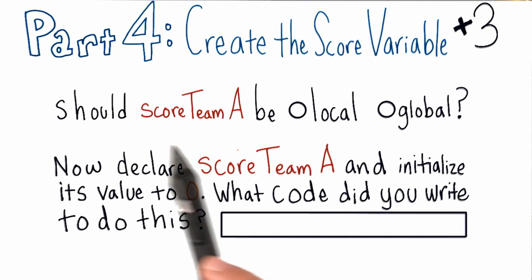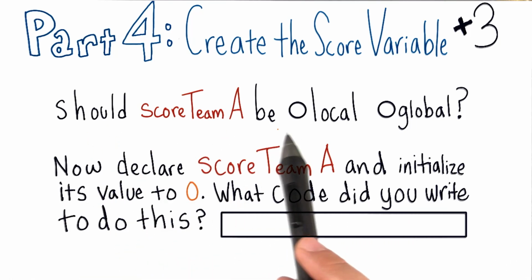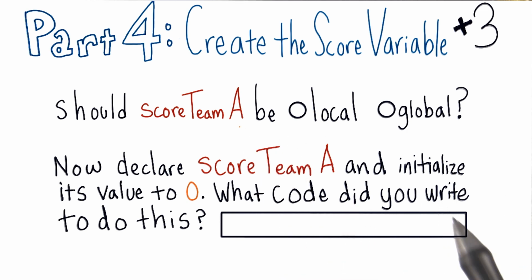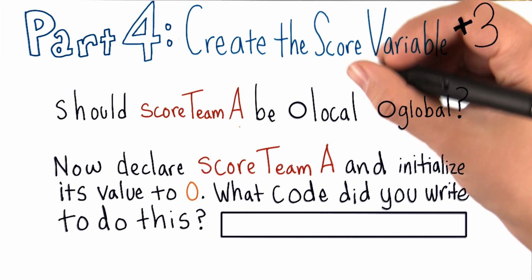Right, the first question. Should score team A be local or global? I'm going to answer this before even moving on to the code. Now, you had a little bit of practice with this in the earlier exercises. Given that the score needs to be saved and modified for a longer period of time, and in between button clicks, it should be a global variable.